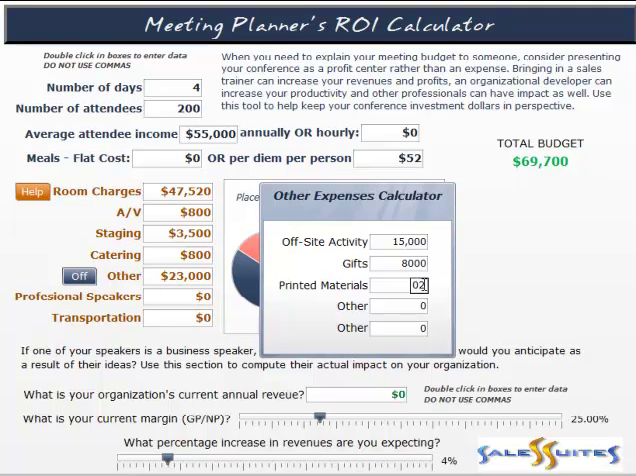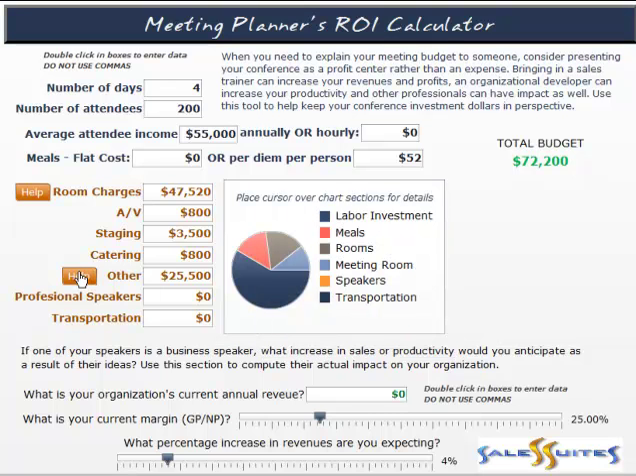Well, our print bill's going to run about $2,500. And again, you'll notice the tool is doing all the algorithms, all the arithmetic in the background. Again, to close the calculator, we simply click the off button.